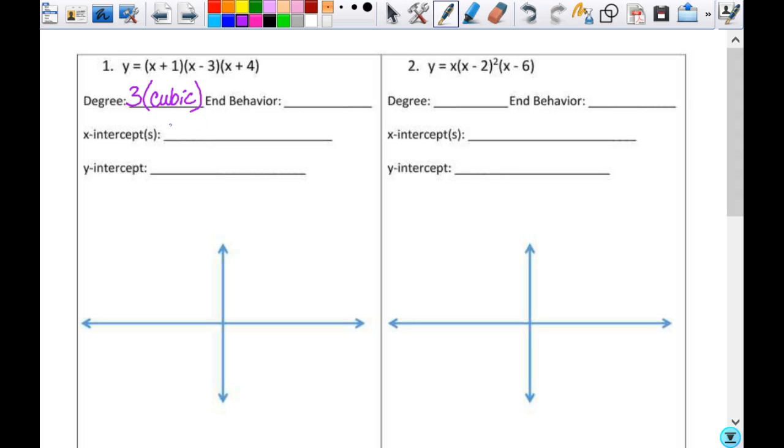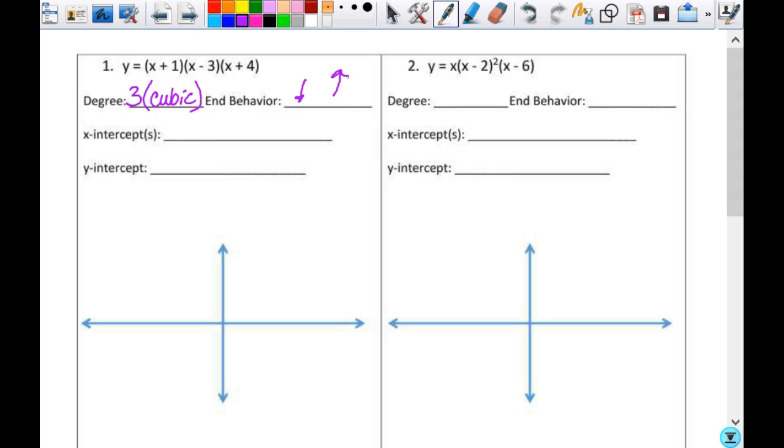Our end behavior, up, up, down, down, what is it? Down, up. It's odd, so it's opposite. And it's positive, so it's going to be down, up, like so.